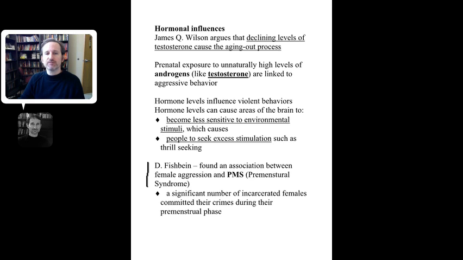There's also research by Diana Fishbein, and her focus has been female aggression and its link to premenstrual syndrome, PMS. What has been found in her research is that there are a significant number of incarcerated women who committed their crimes during their premenstrual phase. Now, one thing that your text mentions, which is an important question, is the question of cause. Is it that the premenstrual phase caused this kind of aggression or violent antisocial tendency, or did the antisocial tendency, maybe in some of those cases, bring on the PMS? So there's a question as to the cause.